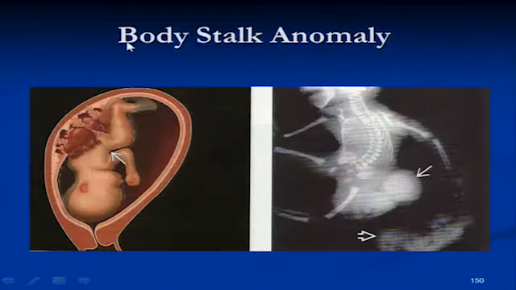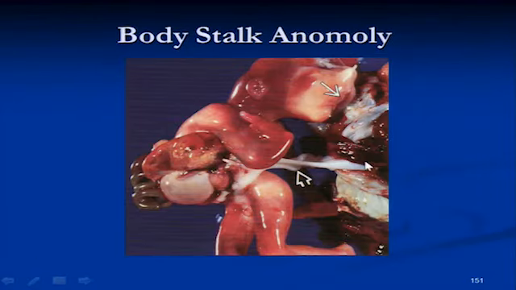Body stalk anomaly, remember we said gastroschisis and omphalocele involve the umbilical and periumbilical area. In body stalk anomaly, the whole abdominal wall is gone, so you're not going to see really any abdominal wall. You're going to see the baby attached with a very short cord to the placenta, and it's 100% lethal. That's how it looked here. So everything is hanging outside the abdomen, including the liver, the kidneys, the bowel, everything out.